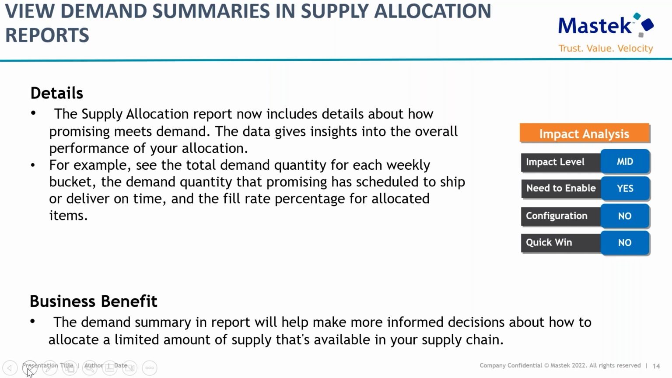The demand summary and report will help you make informed decisions about allocating the limited amount of supply that's available in a supply chain. Thus, the business might benefit once they want to use the feature, as the extended subject areas are available for this particular report. You need to enable this. Configuration is not required. It is not a quick win, and it will have a low to medium impact level talking about its impact analysis. You can directly go into the OTBI reports and fetch it over there.